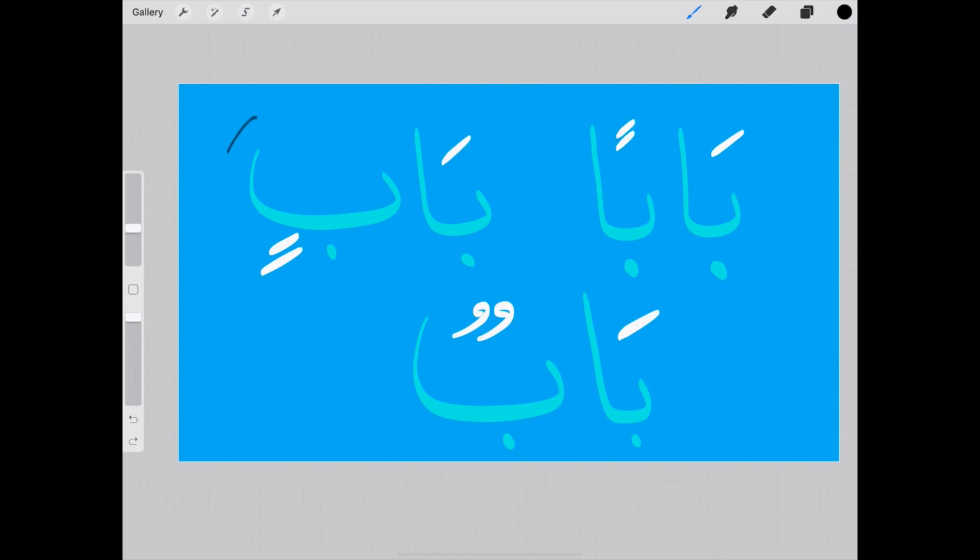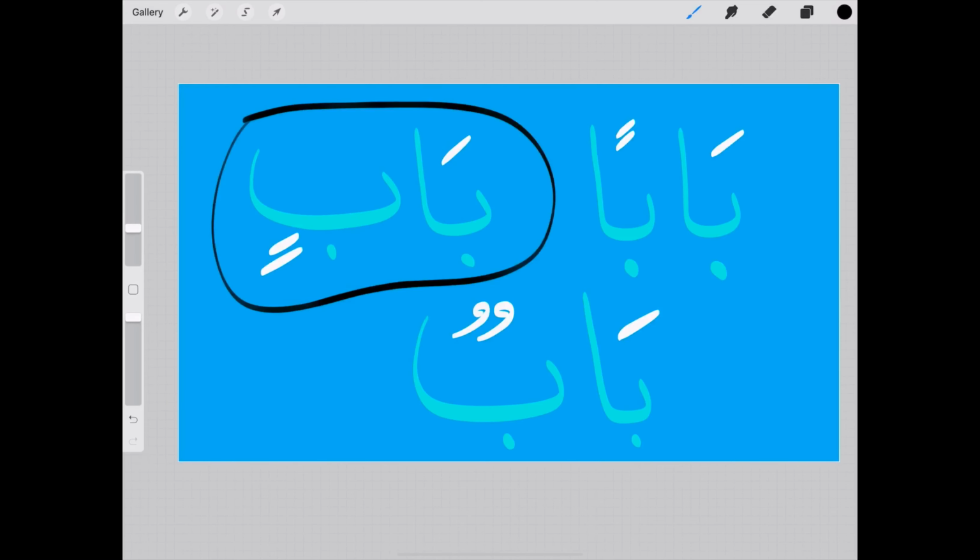Let's go to the second word. We have a ba letter with a short vowel fatha followed by a long vowel alif. At the end we have a ba letter on its own with tanween. Tanween what? Kasra, or two kasras.